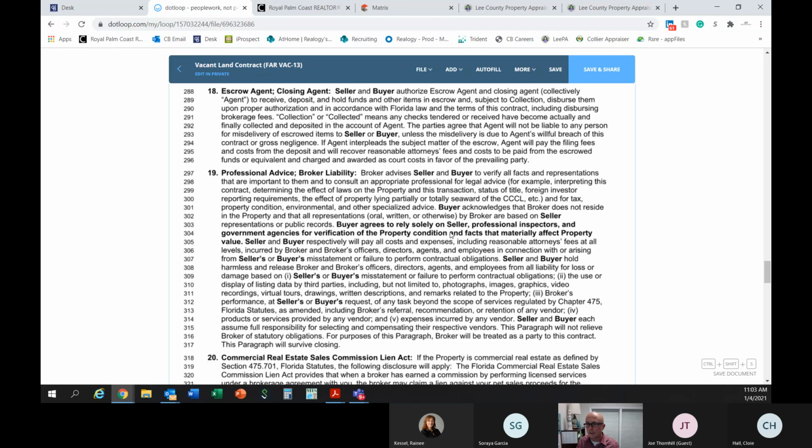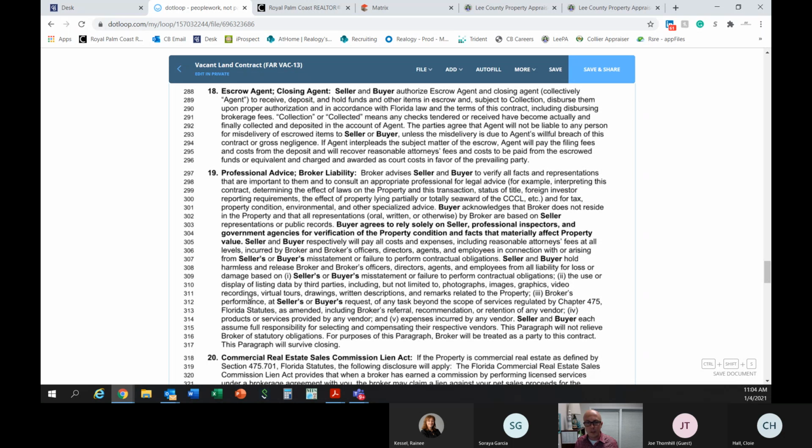Buyer agrees to rely solely on seller, professional inspectors, and government agencies for verification of the property condition and facts that materially affect the property value. Seller and buyer respectively will pay all costs and expenses, including reasonable attorney fees at all levels, incurred by buyer and brokers, officers, directors, agents, and employees in connection with or arising from seller's or buyer's misstatement or failure to perform contractual obligations. Seller and buyer hold harmless and release broker and broker's officers, directors, agents, and employees from all liability for loss or damage based on seller or buyer's misstatements or failure to perform contractual obligations.